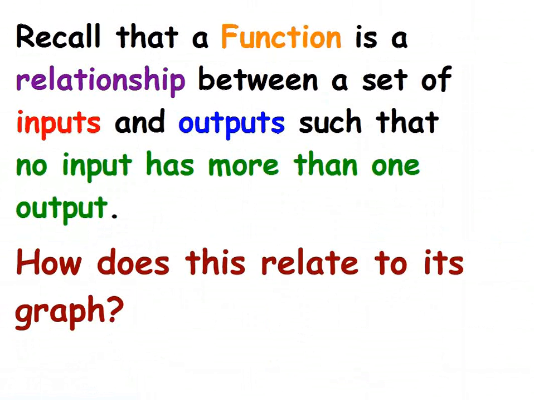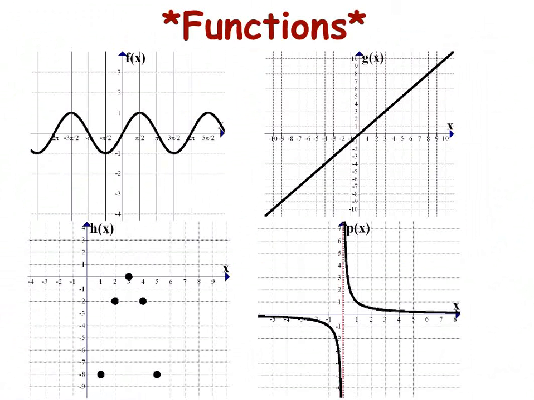Remember that when we looked at charts, a function is a relationship between a set of inputs and outputs, so that no input has more than one output. But how can we look at a graph and take this concept we learned with charts and apply it to a graph? I'm going to go ahead and give you guys some examples of graphs that are functions.